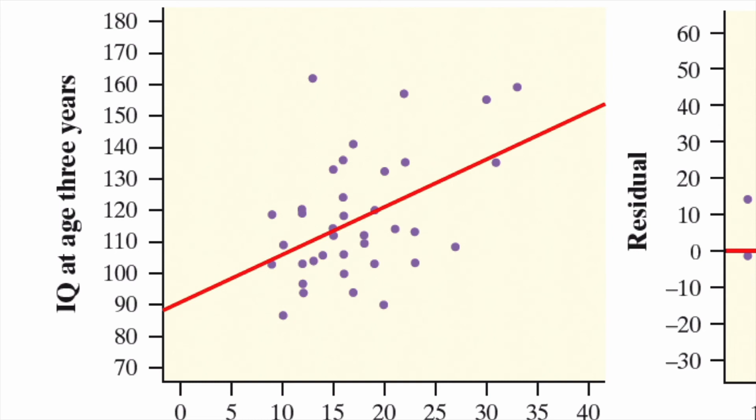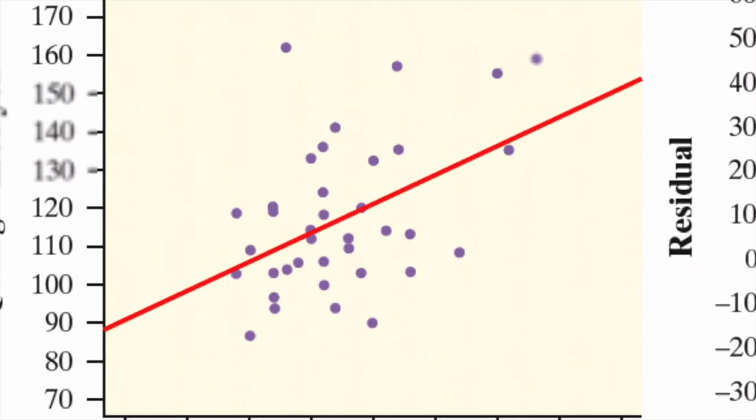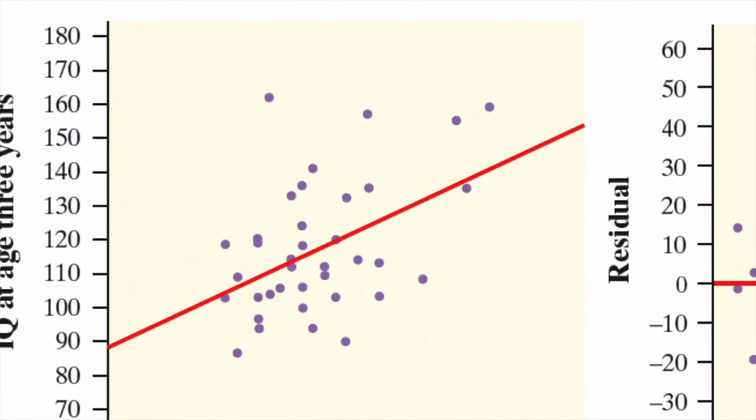What makes you think moderate? What makes you say moderate as opposed to strong or weak? It's definitely not weak because the things are clumped together. There's a big clump right here together. Mm-hmm. It's not strong because there's some stuff. What would it take to be a strong? What would you want to see in order for those dots to be a strong relationship?